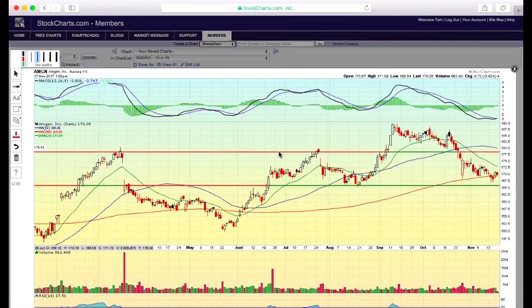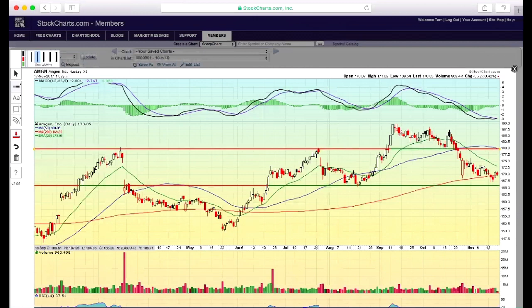We broke out above this double top right here, which I thought was very bullish. We came down, initially held on to that price support and bounced right off of it. Then we came back down and broke it. And you can see volume picked up a little bit. But the overall trend of higher highs and higher lows remains intact.